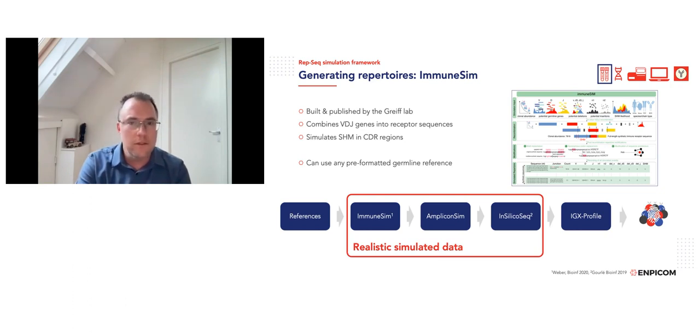It can also simulate somatic hypermutations anywhere in the receptor, and has some advanced features that we don't need for this particular problem. One of the enhancements that we added ourselves is that we are now able to use any pre-formatted germline reference. So we can replace the reference that ImmuneSim uses by default by one, for instance, from another species, or something that is very specific to, say, an antibody screening construct. This can now be done. And this we use as the basis, or as the raw substrate for simulating.